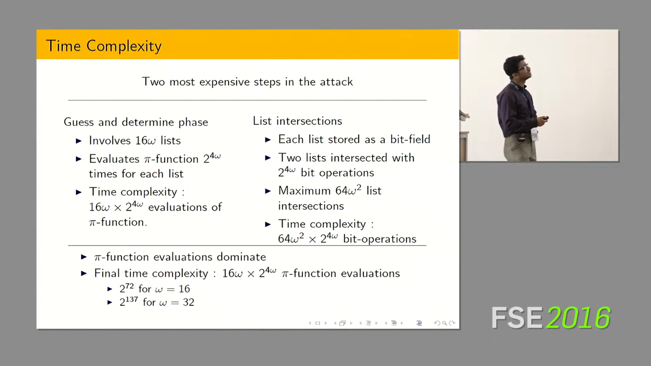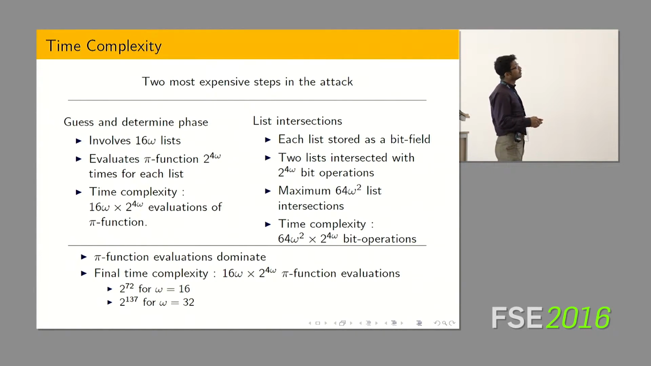While in case of the list intersections, our idea is to store the lists as an array of bits, where the position of the bit determines whether it gave the value after the inversion or not. And using this, we can compute the intersection between 2 lists using just 2 to the power 4 omega bit operations. Proceeding, we have to do a maximum of 64 omega square list intersections, so this comes down to this.